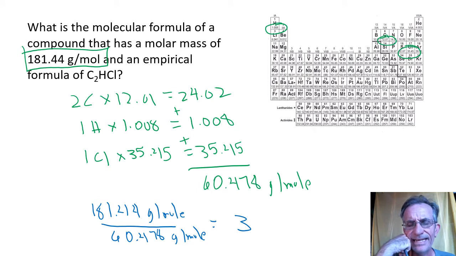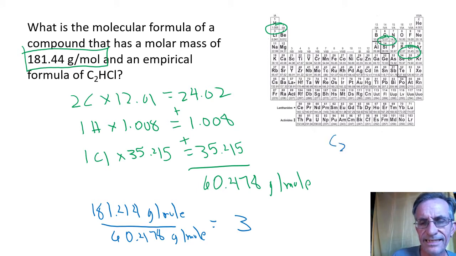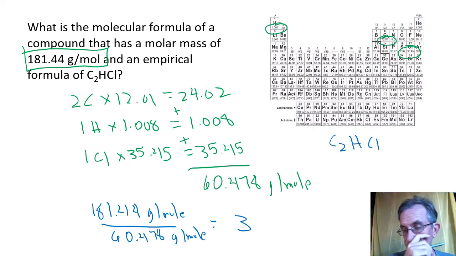So what does that mean? It means the real molecule is 3 times as big as this empirical formula. All the subscripts should be tripled. So what is the actual number of atoms? What's the actual formula? Okay, hopefully you got that.